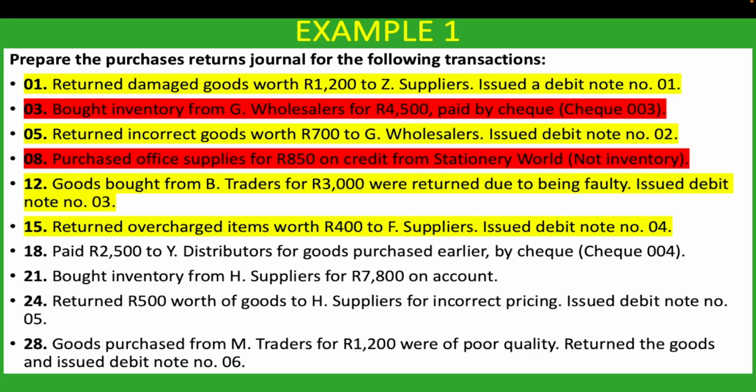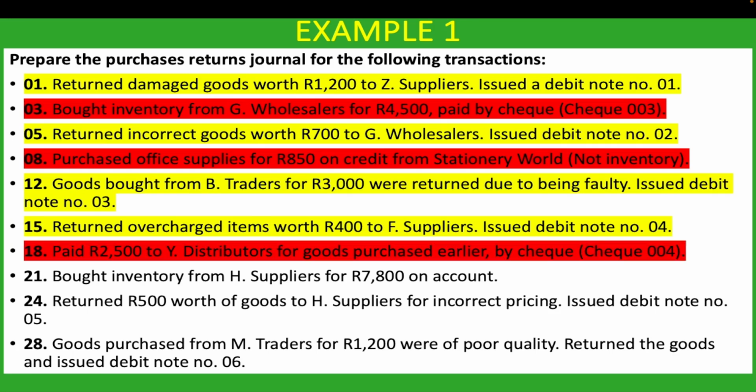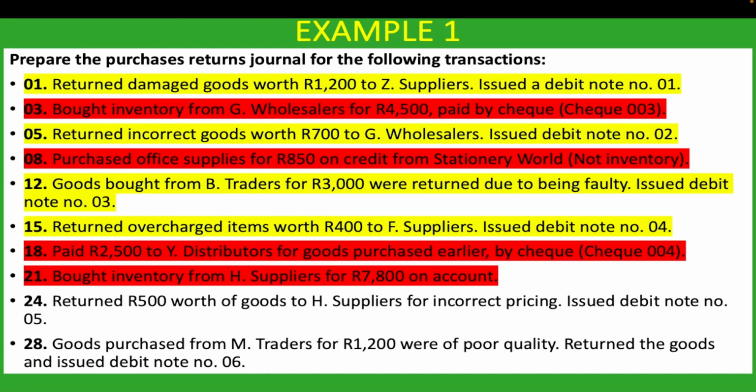I hope it's becoming easier here, and you're able to even know the other journals as we go along. You know what goes into which journal. So this one doesn't go into the purchases returns journal, so let's highlight this one. Okay, let's look at the 21st. Bought inventory from H suppliers for 7,800 rand on account. By now you should already be saying that doesn't go into the purchases returns journal, of course, because we're buying. No one is returning anything here. So let's highlight that one as well.